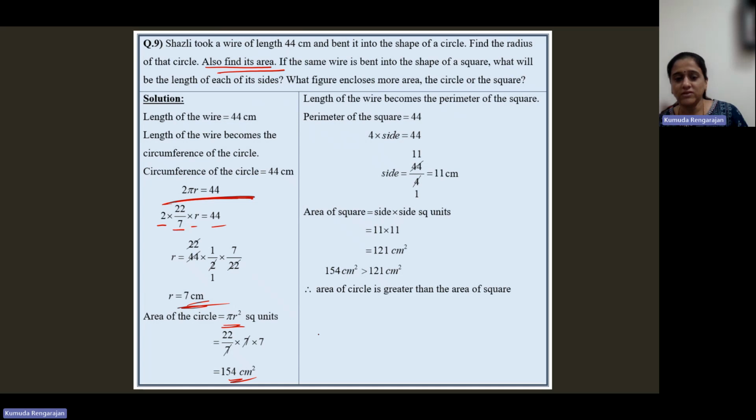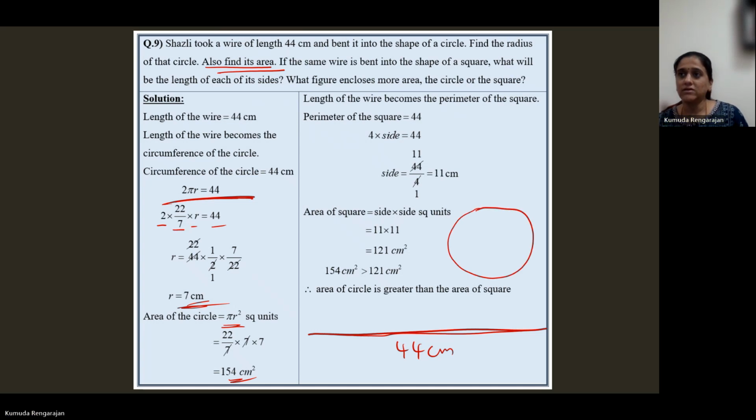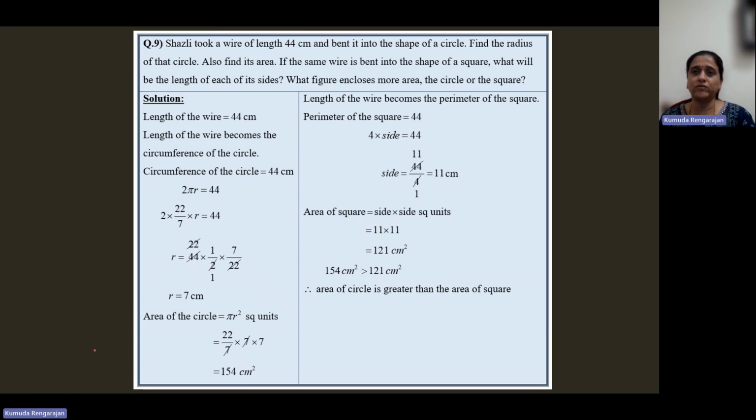How is the wire, children? The wire is like this. What's the length? 44 centimeters. What do you do with this? You bend it and you make a circle. So where is 44 now? From here to here. This one is 44. So that means 2 pi r is equal to 44, not pi r square. So find r, and after finding r, we should find the area of the circle.